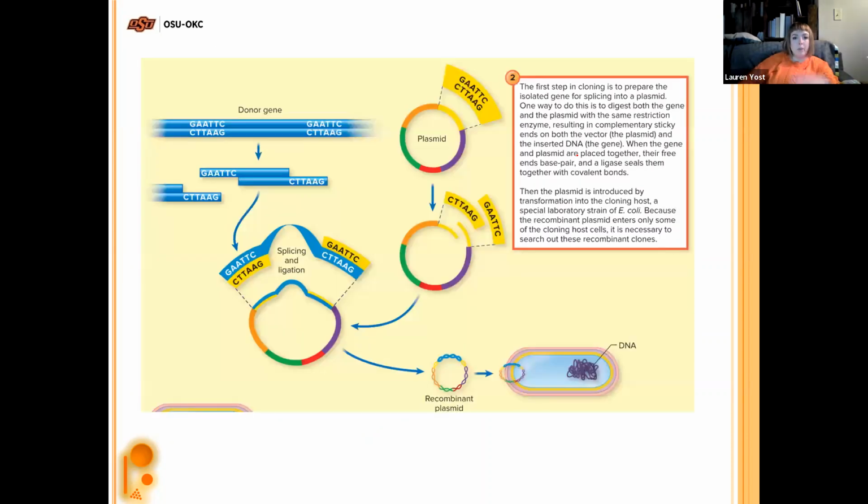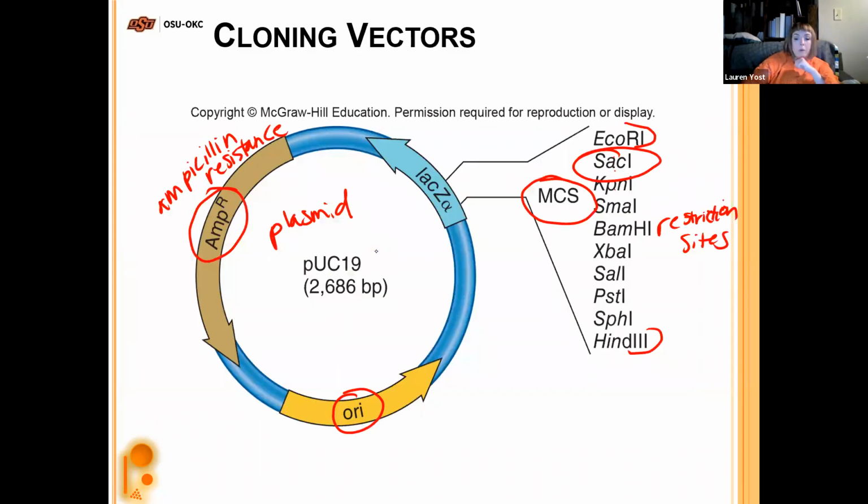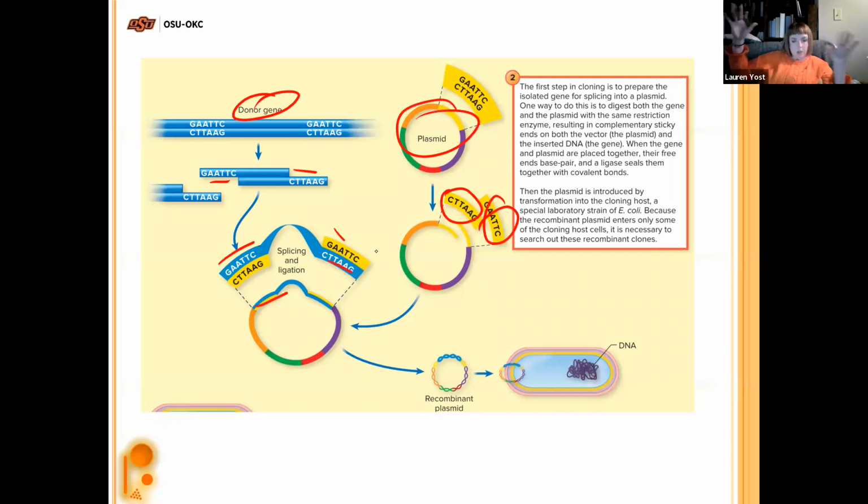Completely designed. Okay, this is the idea. We have our gene. We've cut it. It's got its sticky little ends on here. We took our plasmid. We've cut it. It's got its sticky little ends on here. We can match those suckers up. The sticky ends from the plasmid match up with the sticky ends from the gene, like that. Then we ligate it with the DNA ligase, which seals it all back up and makes it usable.